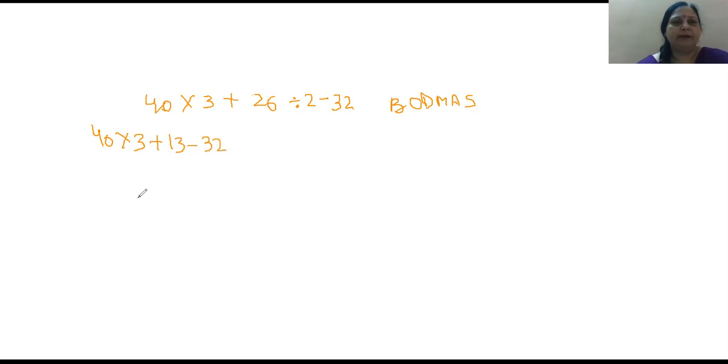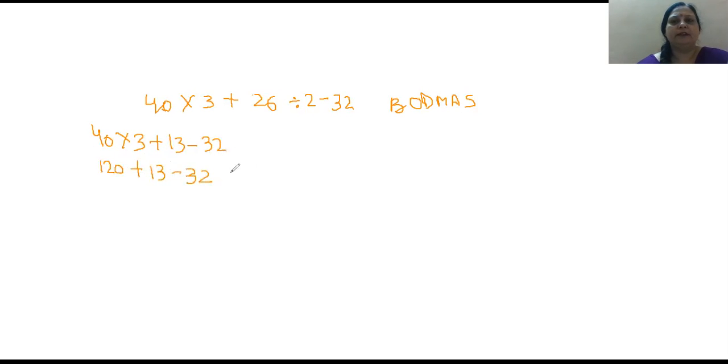Now I'll come to the multiplication part. This is the multiplication part. 40 is to be multiplied by 3. It means 4 3s are 12, so 120 will be the answer. Plus 13 and minus 32, rest we will write the same.